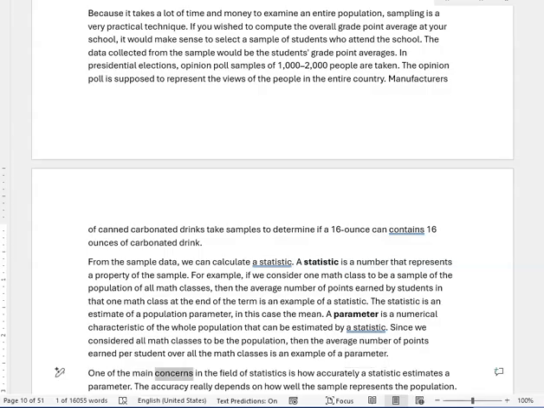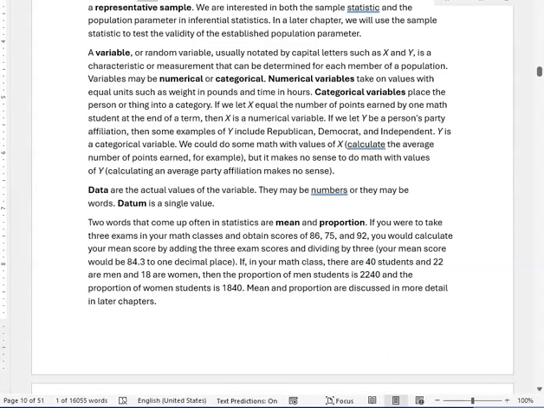One of the main concerns in the field of statistics is how accurately a statistic estimates a parameter. The accuracy really depends on how well the sample represents the population. The sample must contain the characteristics of the population in order to be a representative sample. We are interested in both the sample statistic and the population parameter in inferential statistics. In a later chapter, we will use the sample statistic to test the validity of the established population parameter.